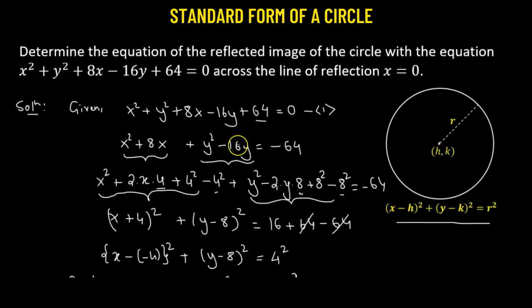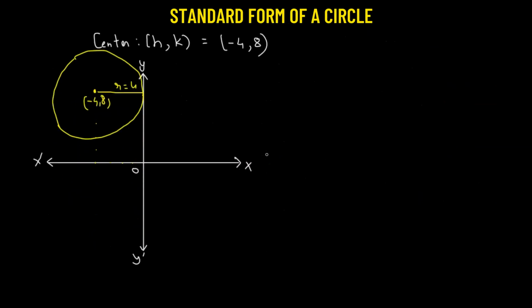So in our problem, we have to find out the equation of the reflected image of the circle, not this circle, because the equation is already provided to us. We'll have to find out the mirror image of the circle, which is reflected along the line of reflection x equals 0. So what is the line that represents x equals 0? So it's the y-axis. So the y-axis has the equation x equals 0. So that means we'll have to find the equation of a circle.